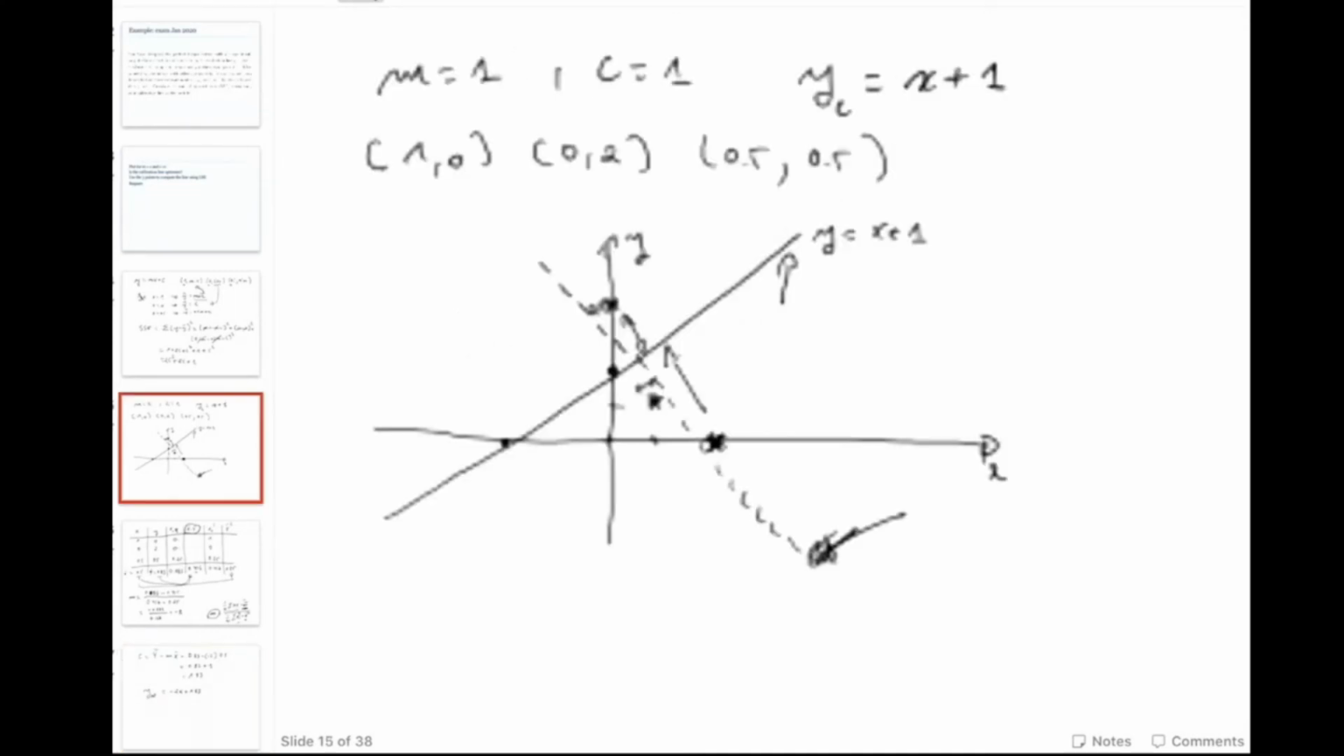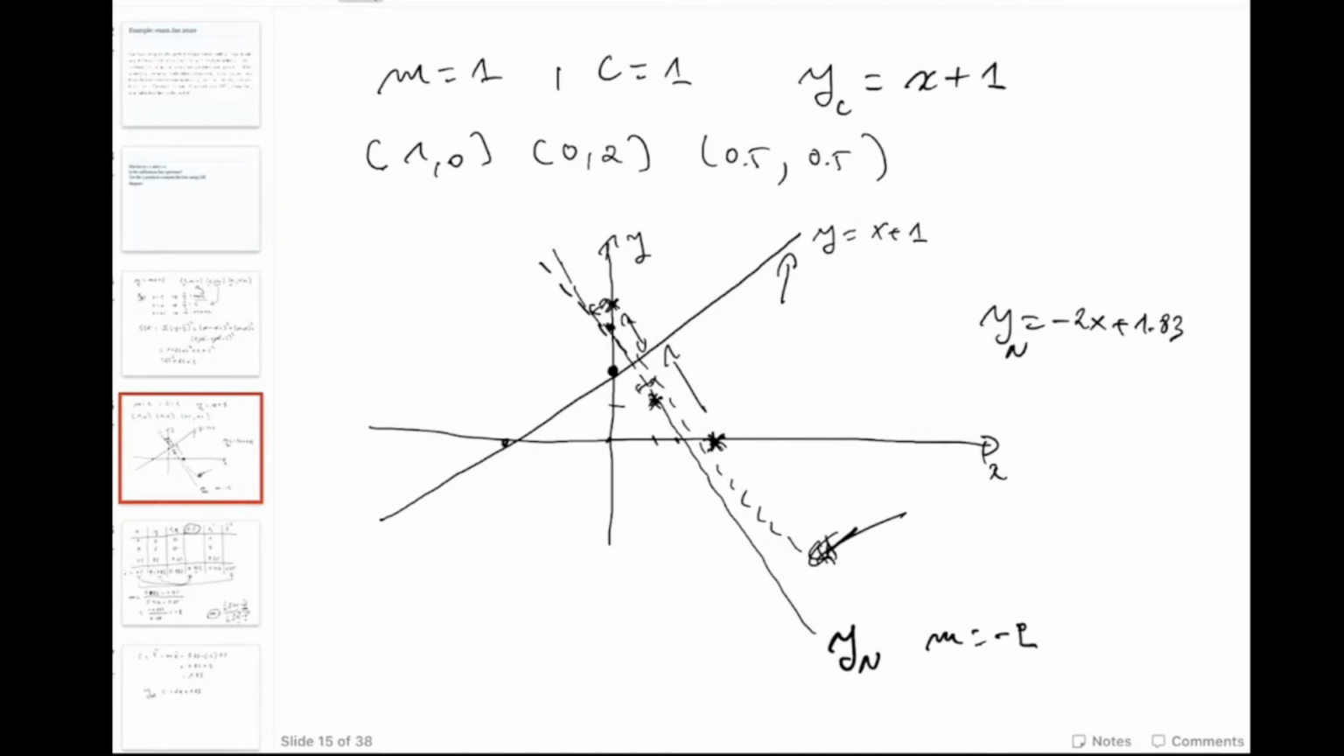If we go back now to our previous plot, and we want to plot yn equal to minus 2x plus 1.83, let's see now what we get. When x equal to 0, y equal to 1.83, and then when y equal to 0, x equal to 0 point something. So our line is actually supposed to be here, with a slope of minus 2, which actually fits the data best because our data is also in that direction here.